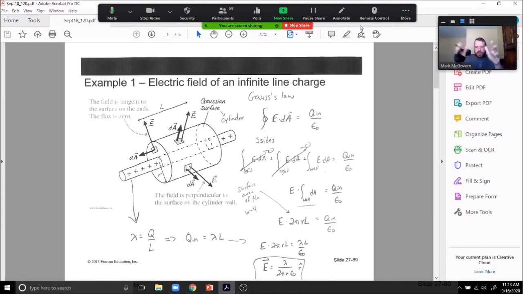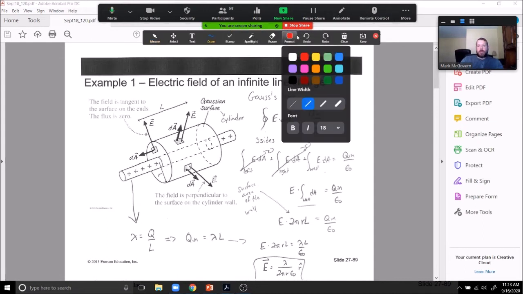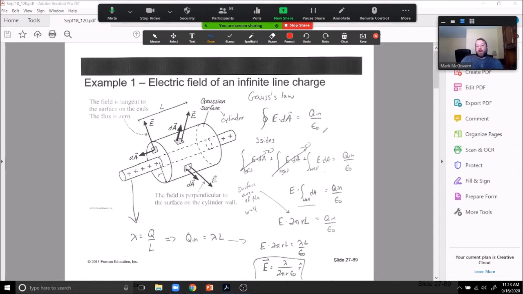Now, one thing I want to bring to your attention before I jump into this and all the other examples is to look for the consistency in how we solve our problems. There is, in Gauss's law, a particular method you go through, and a lot of aspects are the same for every problem. So look for that consistency. All right, so we start with our Gauss's law expression. The closed integral of E dot dA equals Q enclosed over epsilon naught.